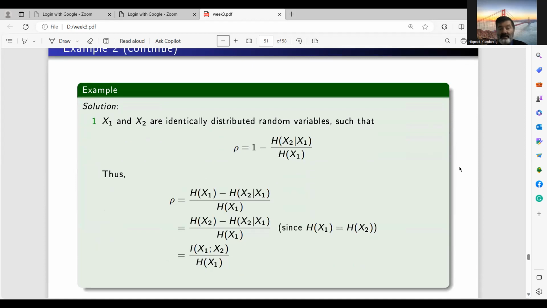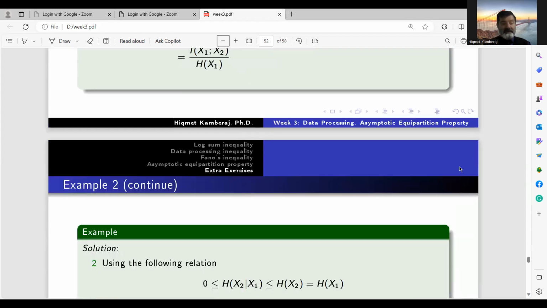Now, since x1 and x2 are identically distributed random variables, rho is equal to 1 minus h of x2 given x1 over h of x1. We can rearrange this and write it as h of x1 minus h of x2 given x1 over h of x1. Since h of x1 is equal to h of x2 because they are identically distributed random variables, we have h of x2 minus h of x2 given x1 over h of x1. But h of x2 minus h of x2 given x1 is the mutual information between x1 and x2, so we arrive at what we wanted to show.